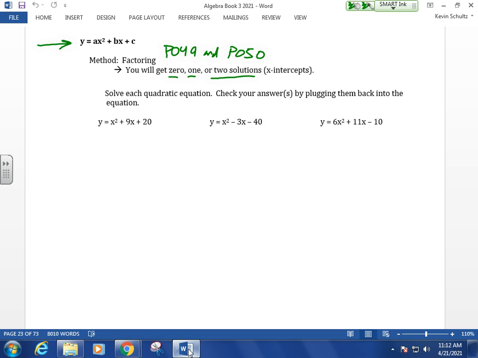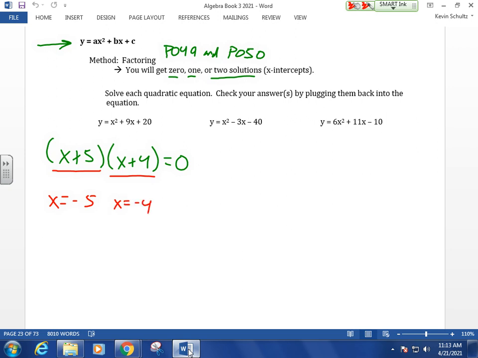Okay, so our parentheses: x plus 5, x plus 4. Since this equation equals 0, we're looking for the values for x that make our two expressions equal to 0. What value for x makes x plus 5 equal 0? Negative 5. Negative 5 plus 5 equals 0. What value for x makes x plus 4 equal 0? Negative 4. Negative 4 plus 4 equals 0.